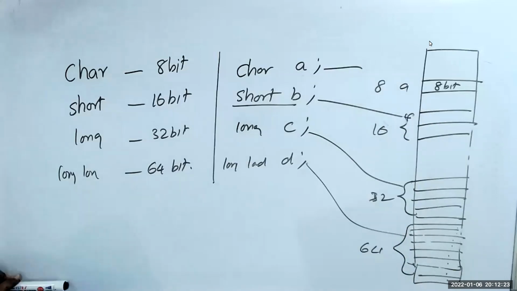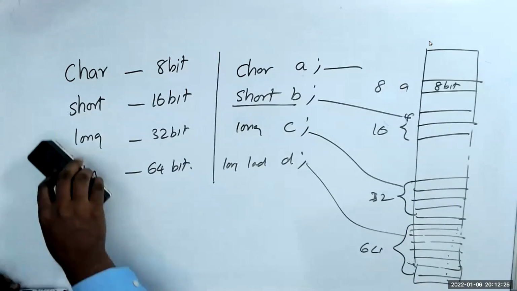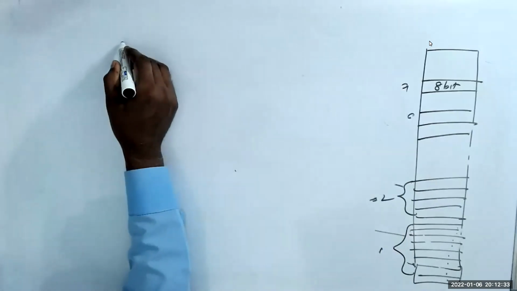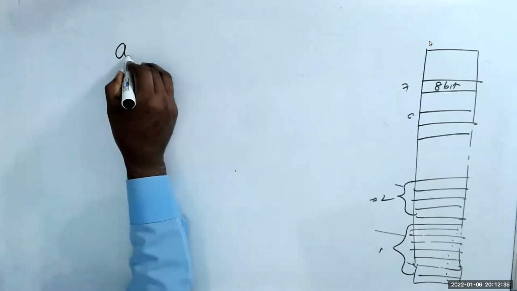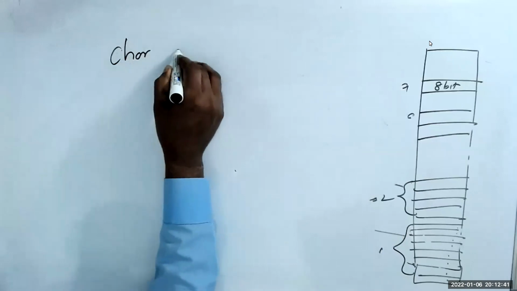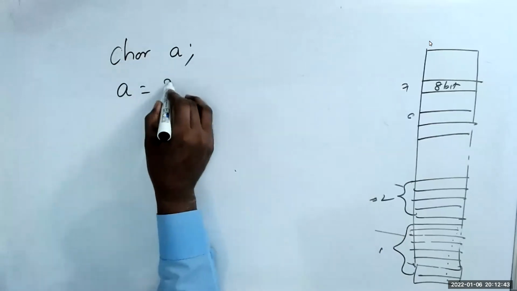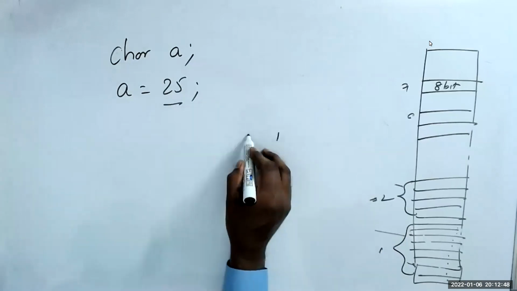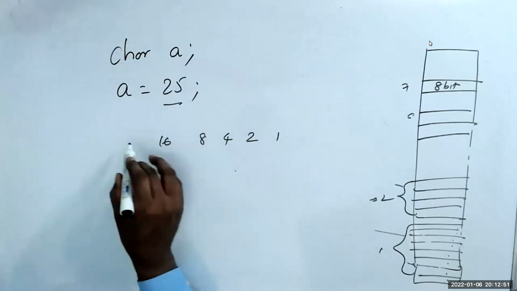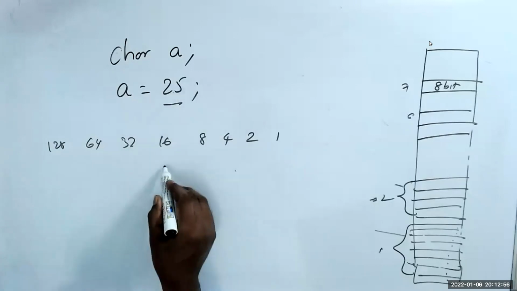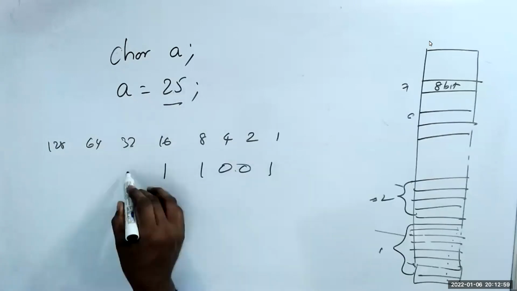Now let us see that when you write a program, how things are stored. That's called assignment. You say now char A, A equal to 25. Now the 25 is getting converted to like this: 1, 2, 4, 8, 16, 32, 64, 128. That's a binary. So 25 means 16 plus 8 plus 1. All the others are zeros.